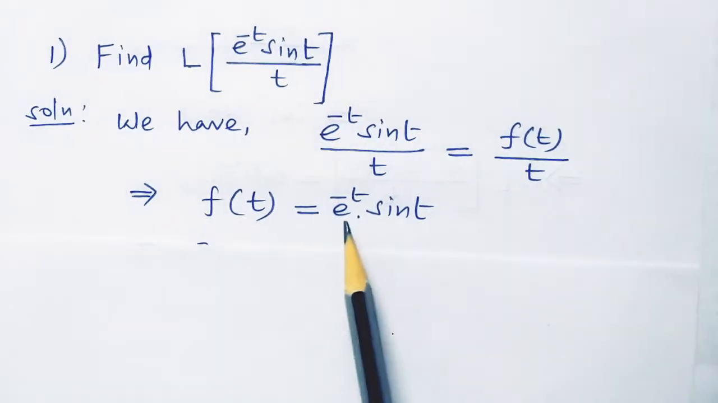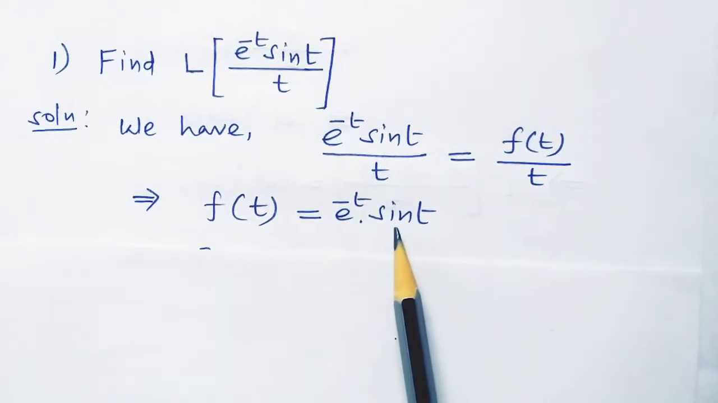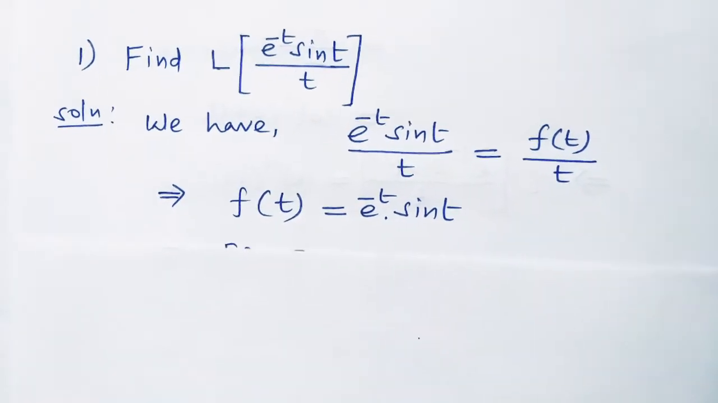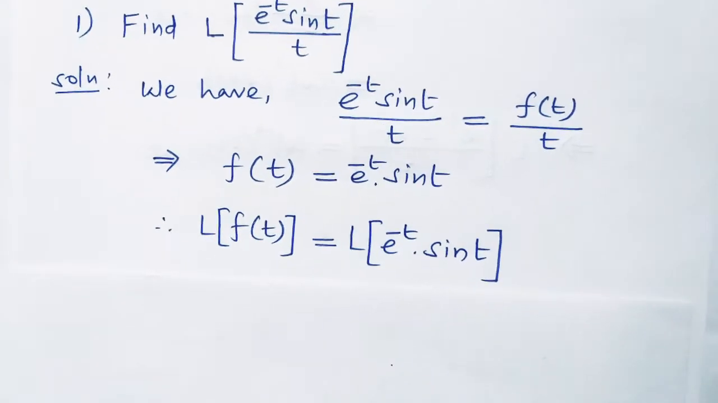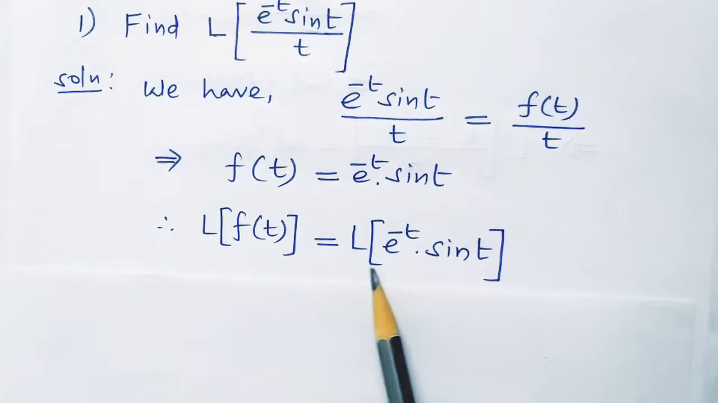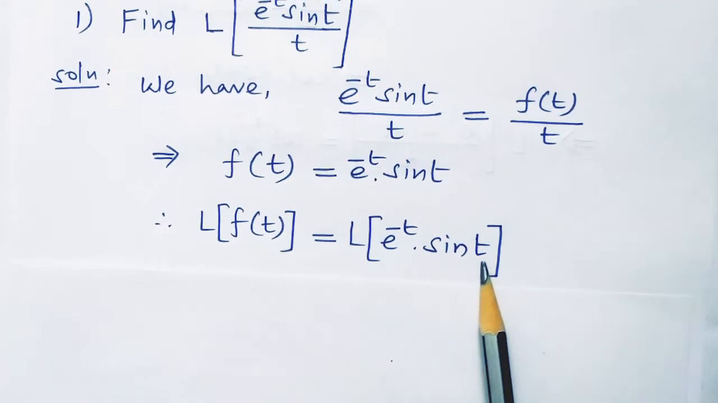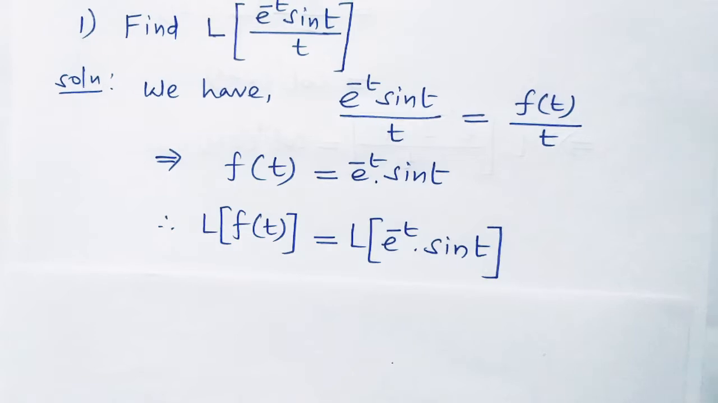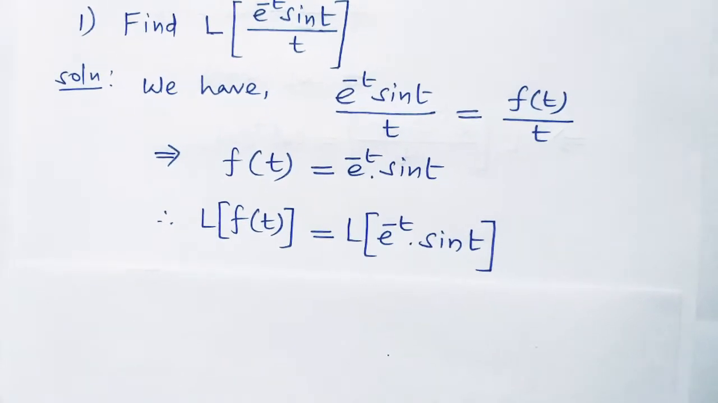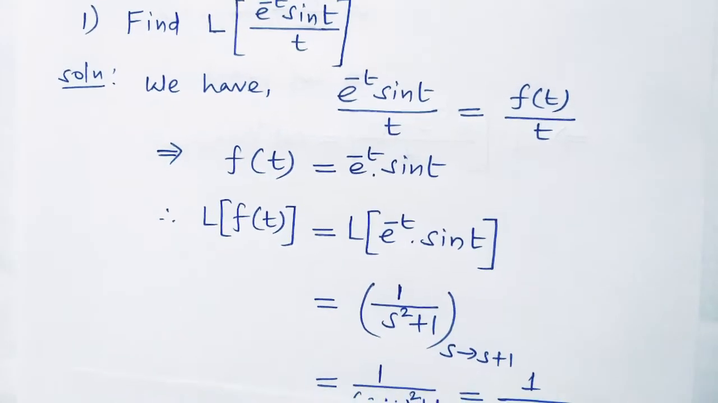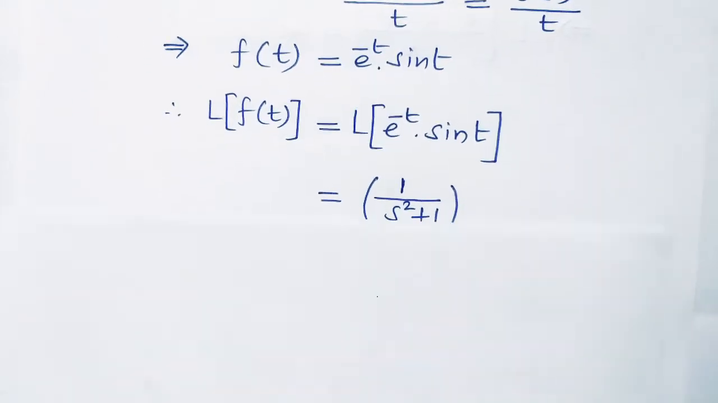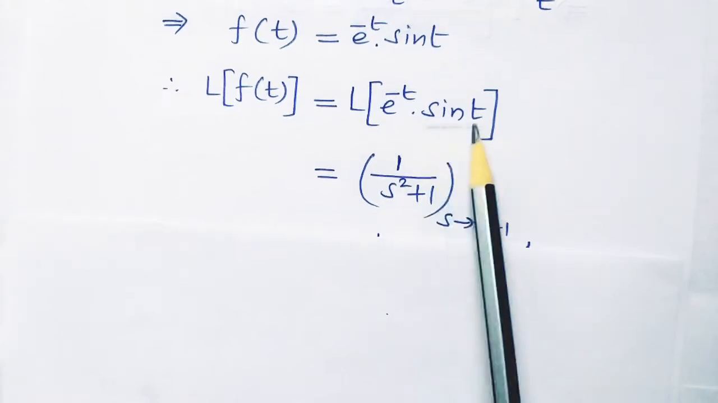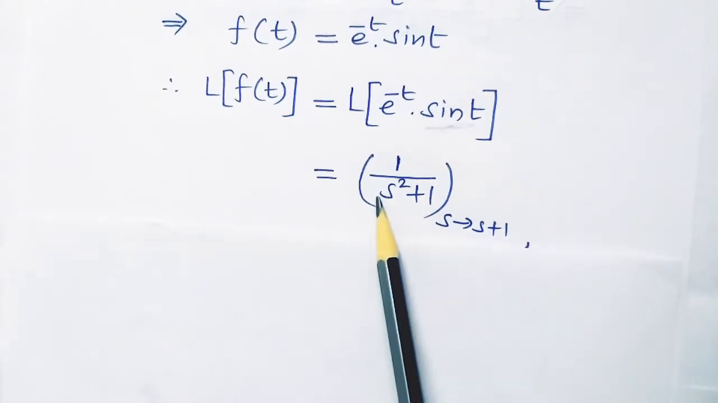Since it resembles e to the power of minus at into f of t, we can have the Laplace transformation of this. That is, Laplace transform of f of t equals Laplace transform of e to the power of minus t sine of t. So it is a standard form of the first shifting property. Then we know that whenever we have Laplace transform of e to the power of minus t sine of t, we can have the Laplace transform of sine of t first, that is 1 divided by s square plus 1.